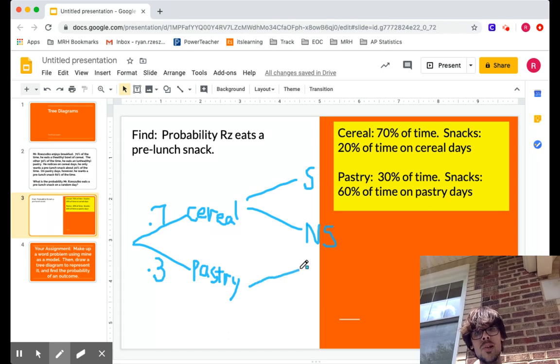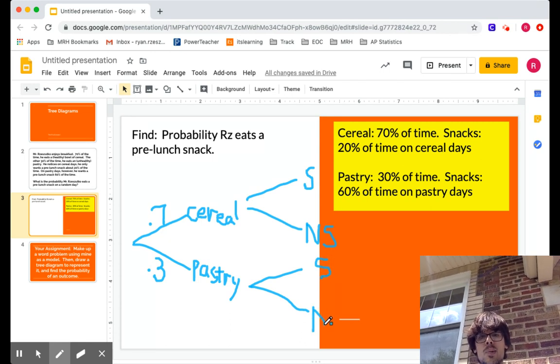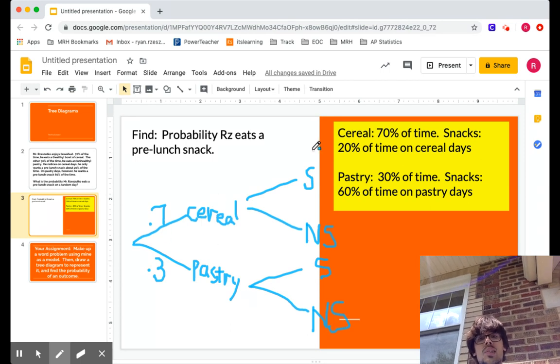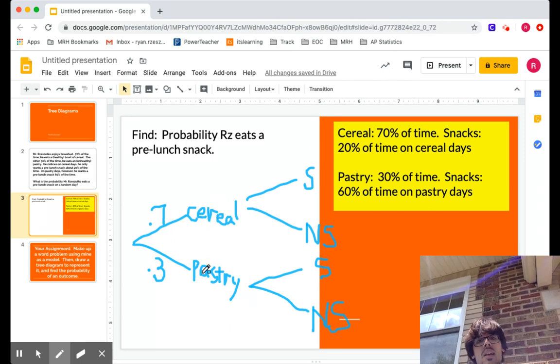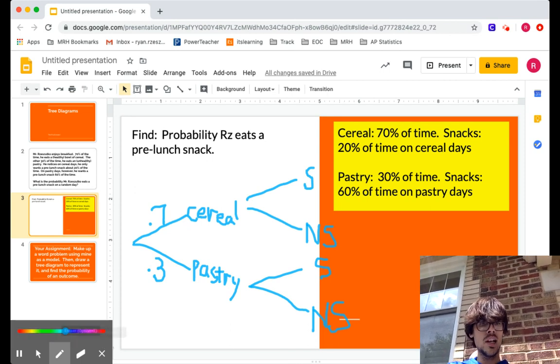If I have a pastry, I can still have a snack or not. So what this tree does is it breaks out all your little decisions that you can make. I can go cereal with snack, cereal no snack, pastry no snack, and it breaks it up like that. It makes it easier to diagram and visualize.